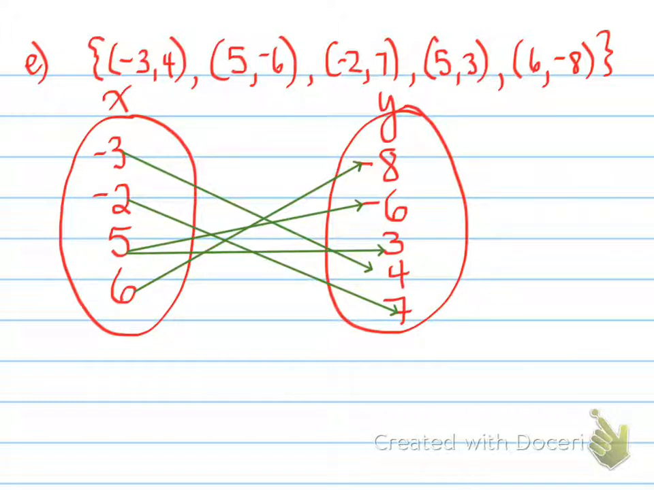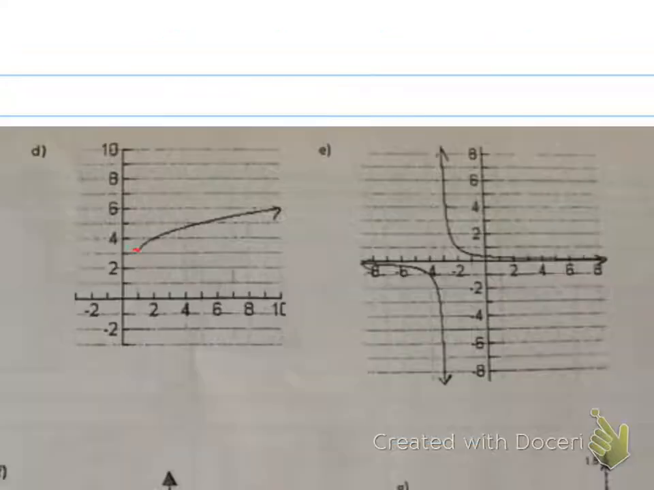Now, what you should notice is that looking at this mapping diagram, 5 maps to 2 separate y values. And because of that, we can say it's not a function. Neat, eh? All right, moving on.